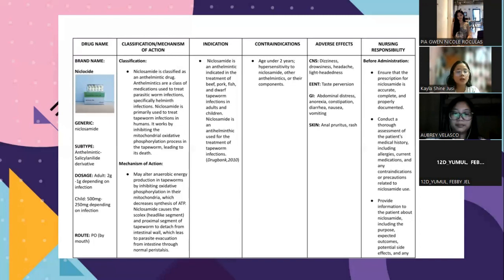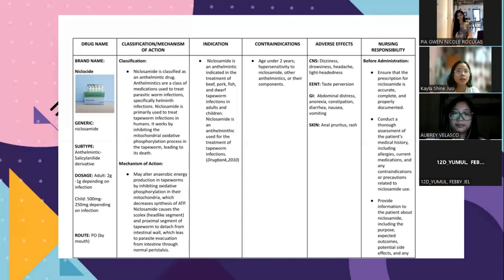So the route of administration: niclosamide is taken orally, which means it is administered by mouth. And the typical dosing regimen for niclosamide is a single oral dose. In some cases, if necessary, the treatment may be repeated after 7 days.